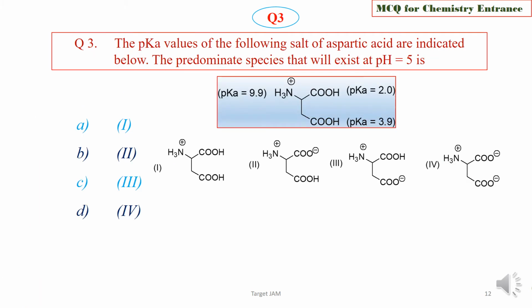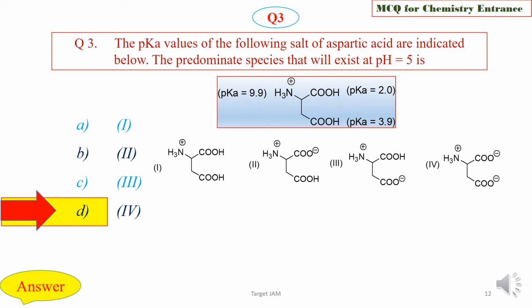Question 3. The pKa values of the following salt of aspartic acid are indicated below. The predominant species that will exist at pH 5 is structure 1, 2, 3 or 4. Choose the correct structure at pH 5 of this aspartic acid. Choose the correct option, and we are now going to check the answer key. The right option is option D, that is structure 4 exists at pH 5.